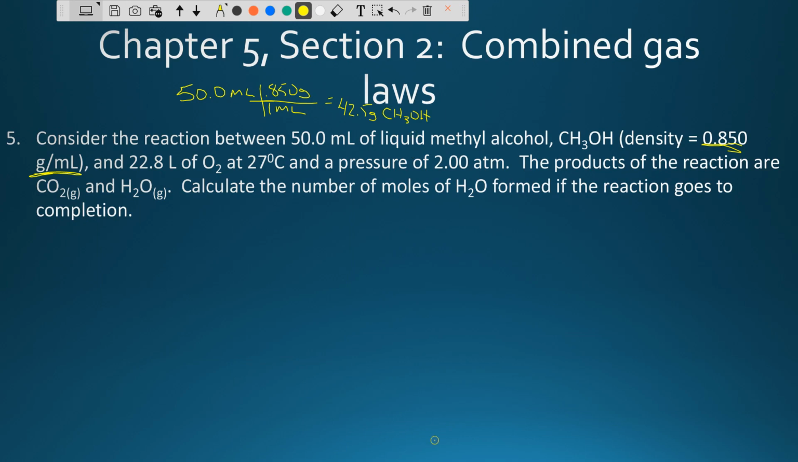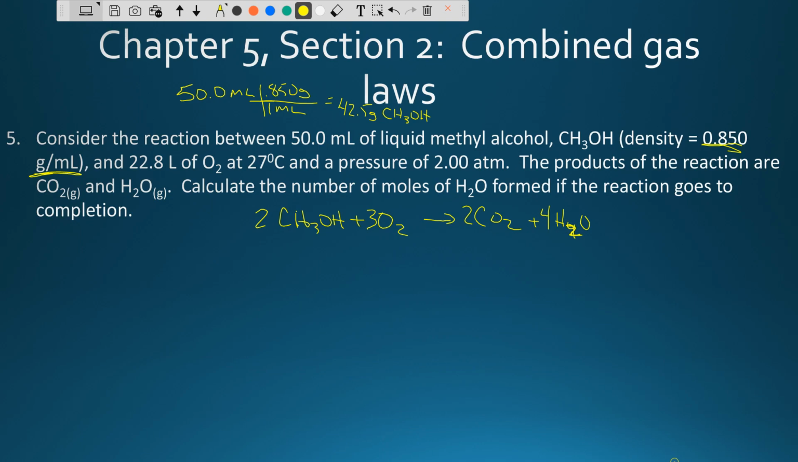Okay, and we're going to be reacting it with 22.8 liters of oxygen at a pressure of 2 atmospheres. The products are carbon dioxide and water, and we want to know the number of moles of something. In this reaction, I have my methyl alcohol reacting with oxygen to give me carbon dioxide and water. If I was balancing this, it would be a 2 to 3 to 2 to 4 ratio. H4O, H2O.